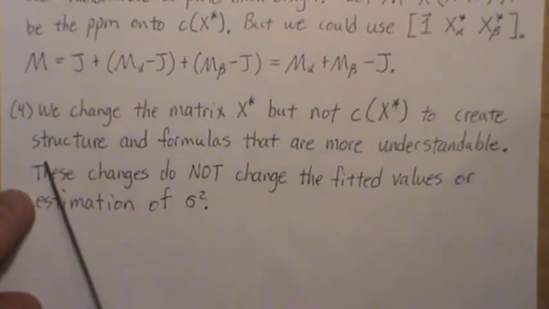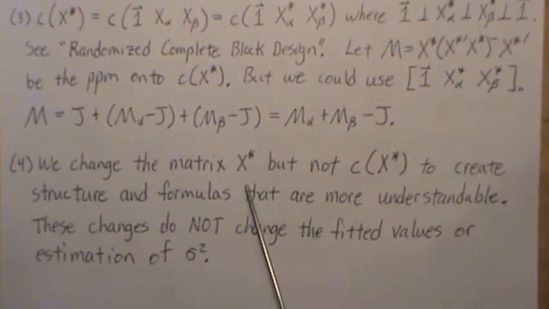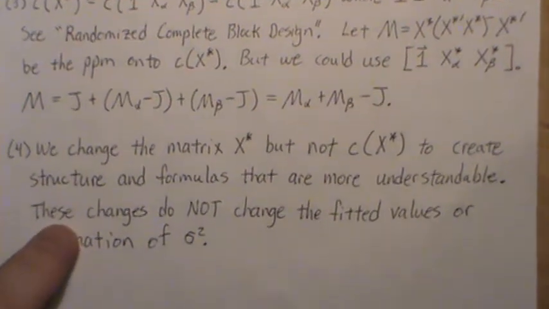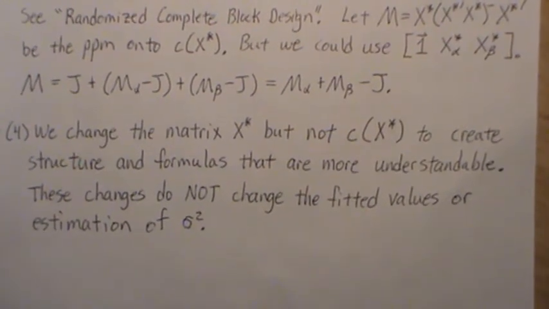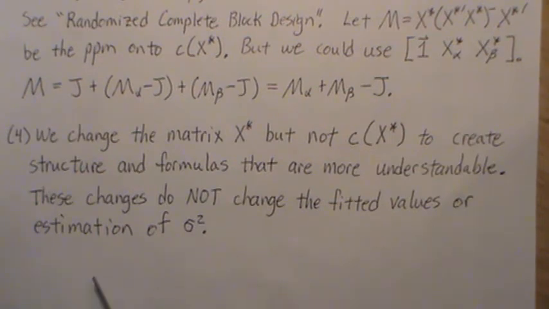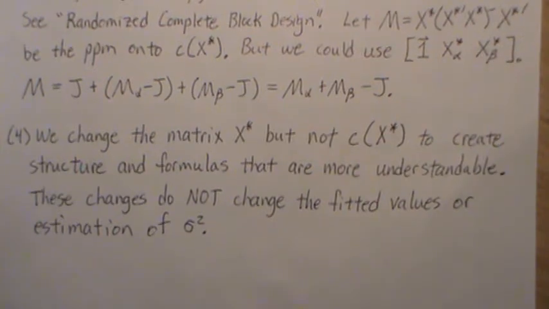And so the last point is we changed the design matrix X star, but not the column space, to create structure and formulas that are understandable. And these changes do not change the fitted values or the estimation of sigma squared or estimable functions.